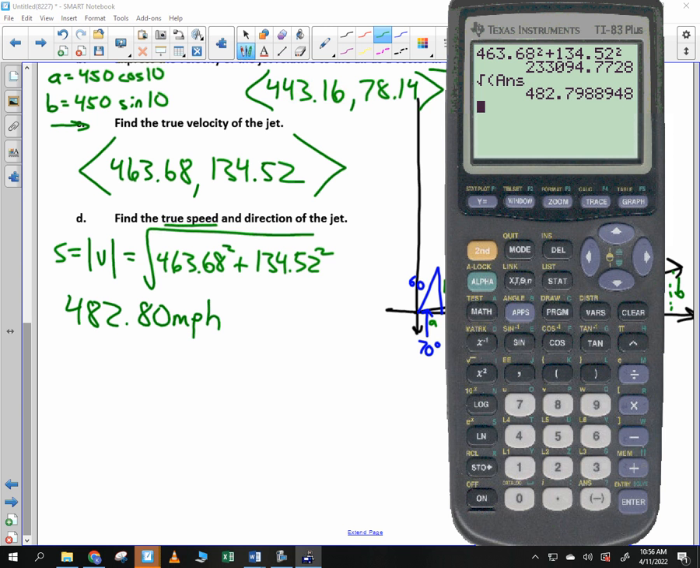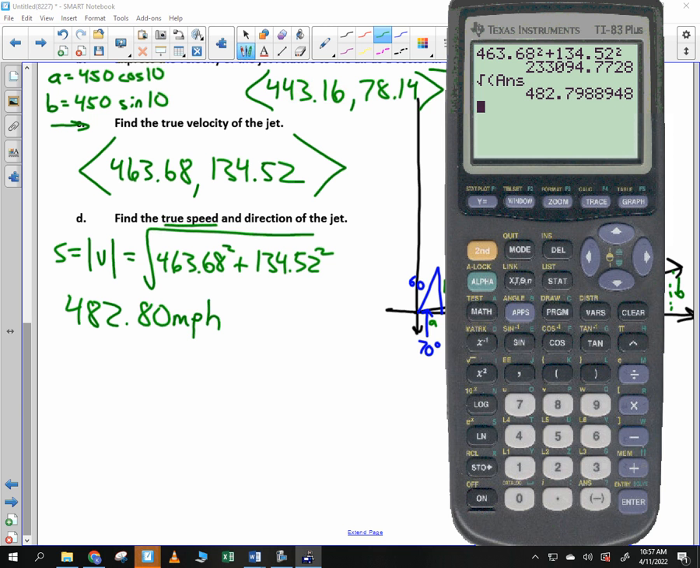Now, how fast did we say the jet was going originally in miles per hour? 450. It ain't going 450, is it? It's actually, with that wind, it's actually going 482. Is that going to change our time of arrival and everything else? Yeah, but here's another thing. They also need to impact that wind is probably going to blow it off course a little bit, isn't it?